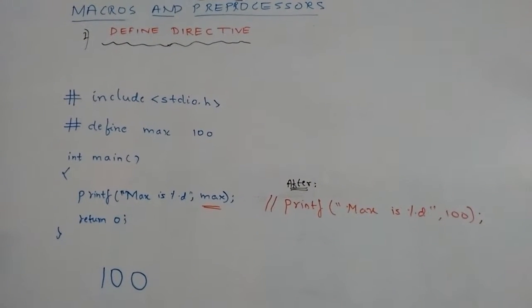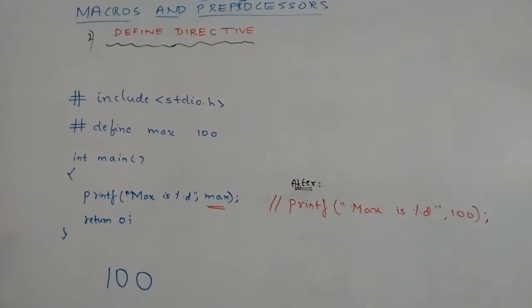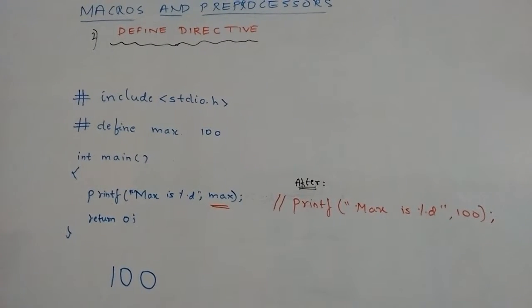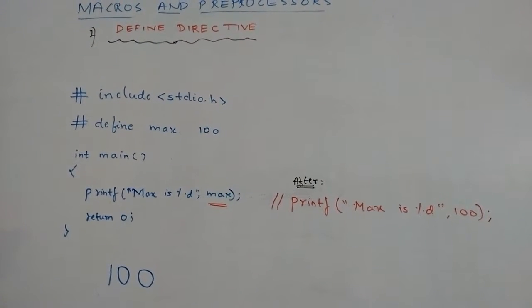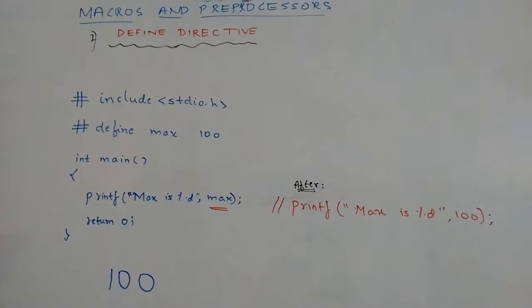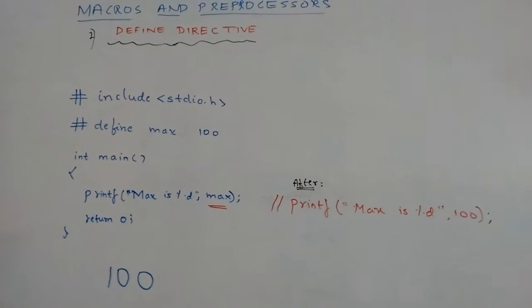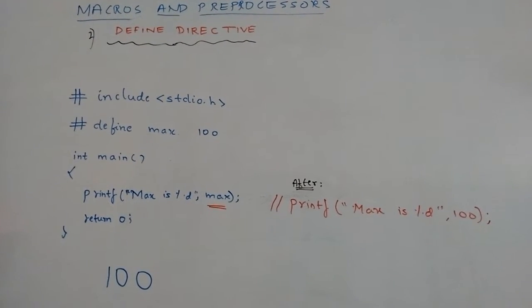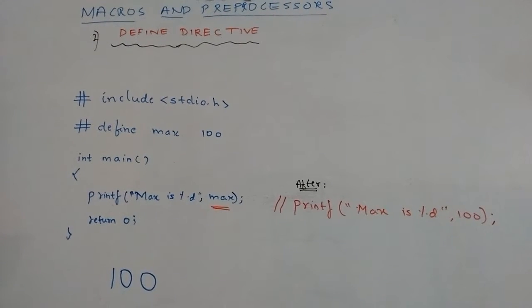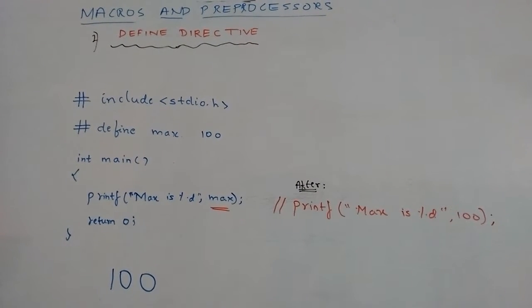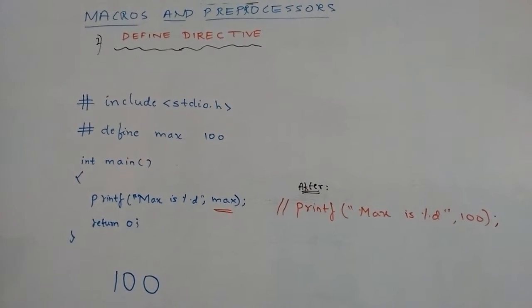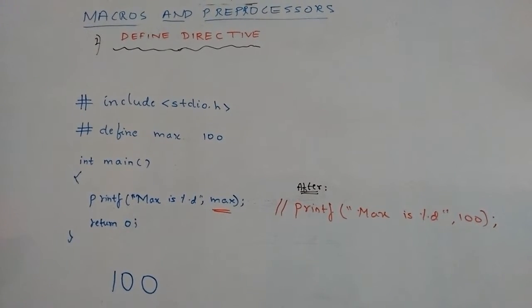Now let us move on to the second topic in macros and preprocessors, which is nothing but define directives. So whenever we use hash define, what happens? That's the question here. When we use the define directive for a constant, for example, we have used hash define max 100, as you can see.